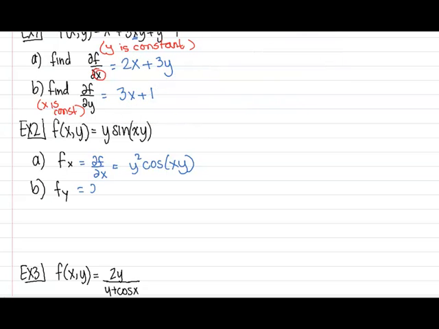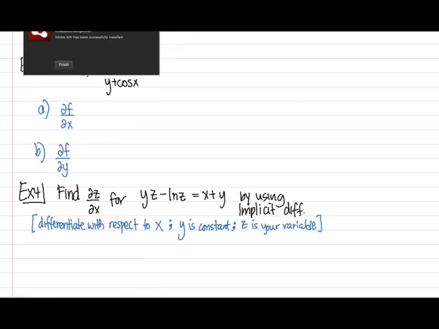Now f sub y, that's like saying df dy. So because x is constant, we actually have to use the product rule here. So the derivative of y times sine of xy will simply be sine of xy. And then we'll have y times the derivative of sine of xy, so that's going to be cosine of xy. And then we have the chain rule, the derivative of xy, x is constant, so we're going to have an extra x in here. So let's try another example.